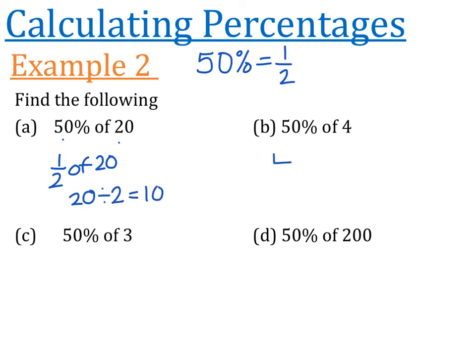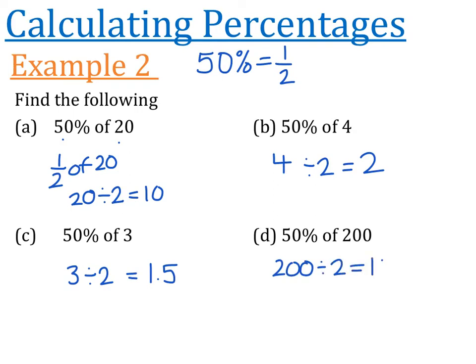50% of 4, and that's just 4 divided by 2, which is 2. 50% of 3, it's going to be 3 divided by 2, which is going to be 1.5. And 50% of 200 is going to be 200 divided by 2, which is 100. So in the last example, we had 10% meant divide by 10. In this particular example, 50% means divide by 2.